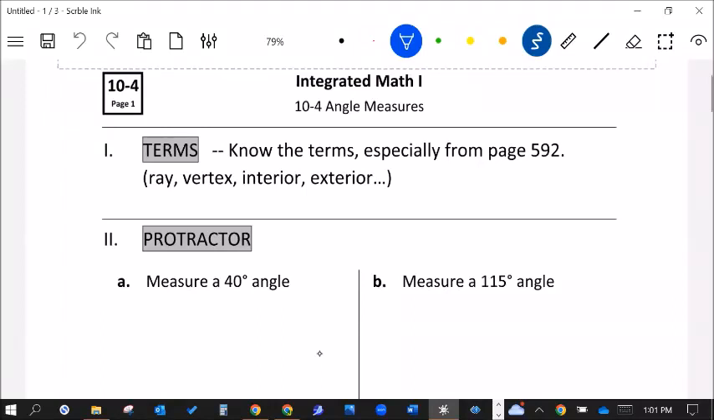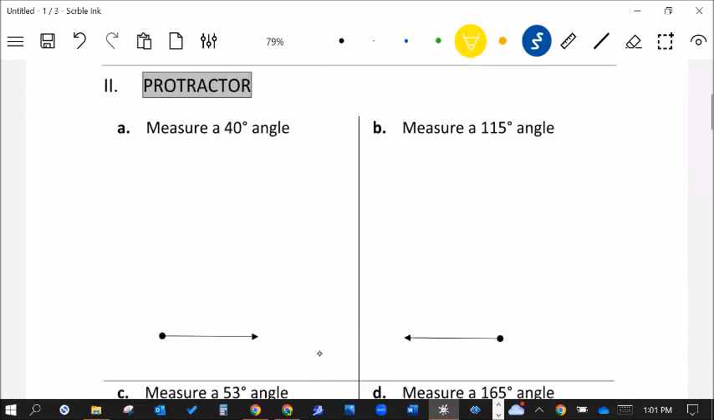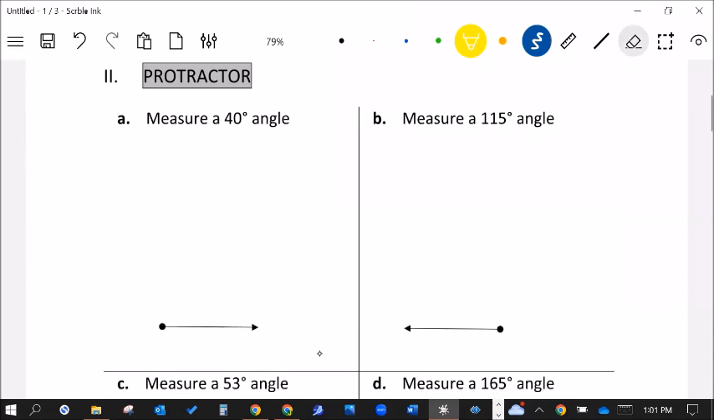Welcome. Let's take a look at doing some measuring with angles. So first, know some of the terms, and I'm not going to go over these much, except I'll use them as we do some of the things in here. So you're going to need to use a protractor, and we're going to measure some angles for some of this.